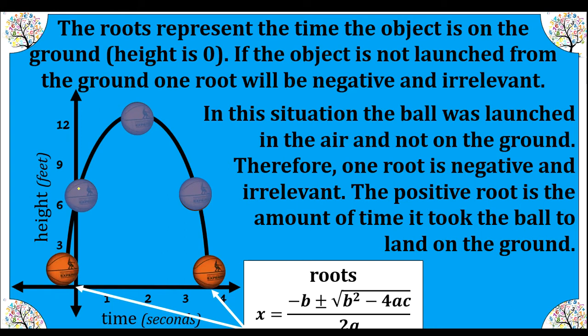So whenever your object is not launched from the ground, you will have a root that's negative, and you will not need it to answer any questions. However, we will always have one positive root because the object will always land. So this root here is about 3.5. So what does that mean? It means in 3.5 seconds, the height of our object is 0. It has landed on the ground.